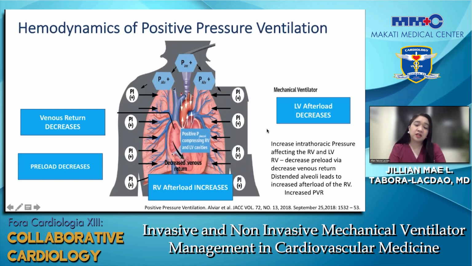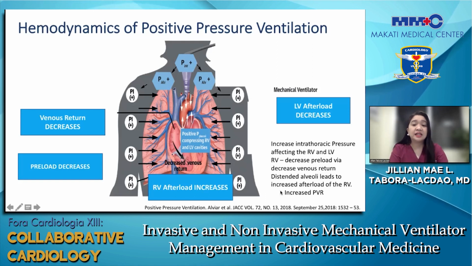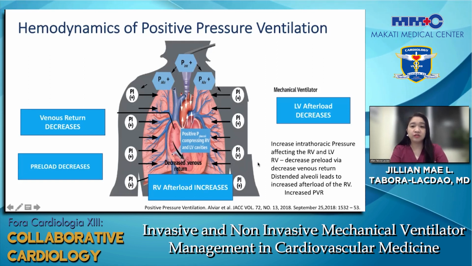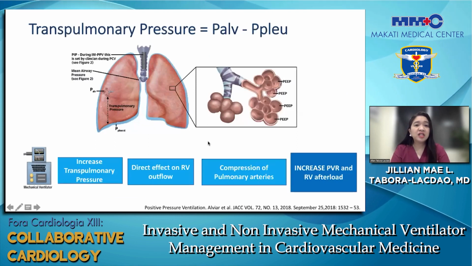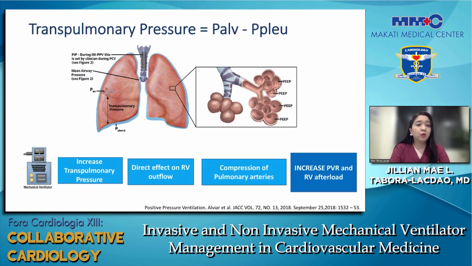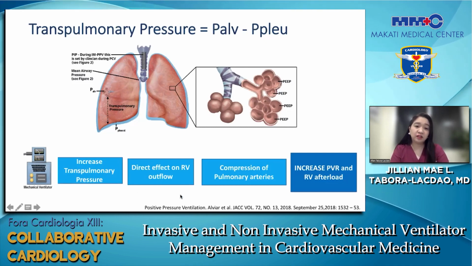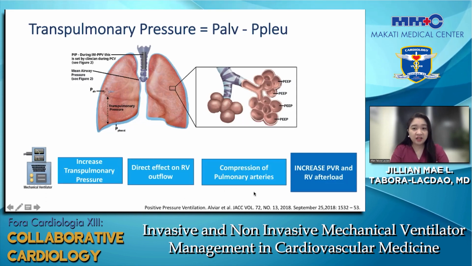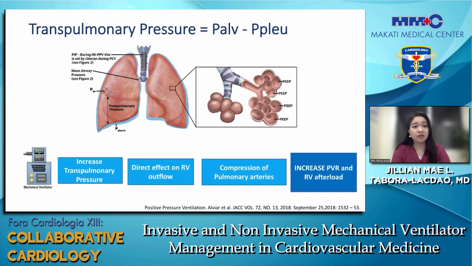Increases in the intrathoracic pressure affect both ventricles. The distended alveoli lead to increased afterload of the right ventricle. Therefore, it has increased pulmonary vascular resistance as well. The transpulmonary pressure is the alveolar pressure minus the pleural pressure. When a mechanical ventilator or PPV is used, there will be an increased transpulmonary pressure, a direct effect on RV outflow, which compresses the pulmonary arteries and increases the PVR and RV afterload.